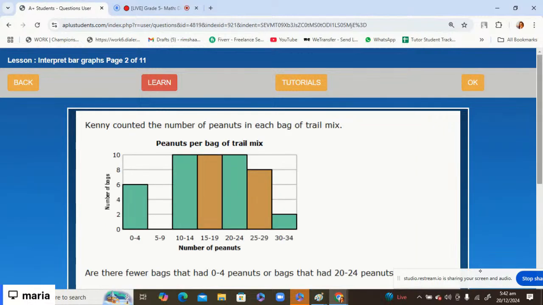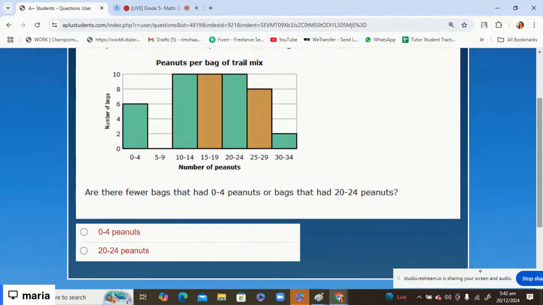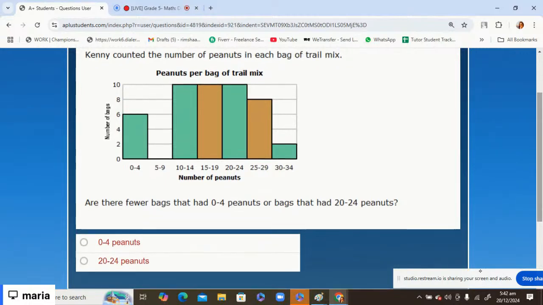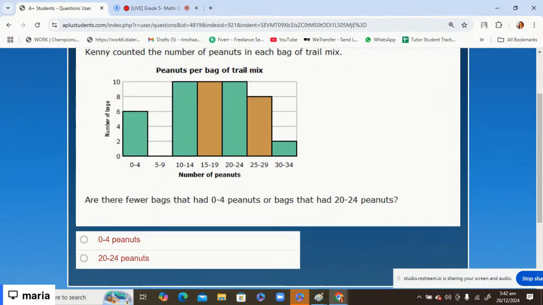Kenny counted the number of peanuts in each bag of the trail mix. Peanuts per bag of the trail mix. The number of peanuts are given: 0 to 4, it's 6. 5 to 9, it's 0. And 10 to 14, 15 to 19, 20 to 24, it's the same, that is 10. Now 25 to 29, it's 8. And 30 to 34, it's 2.